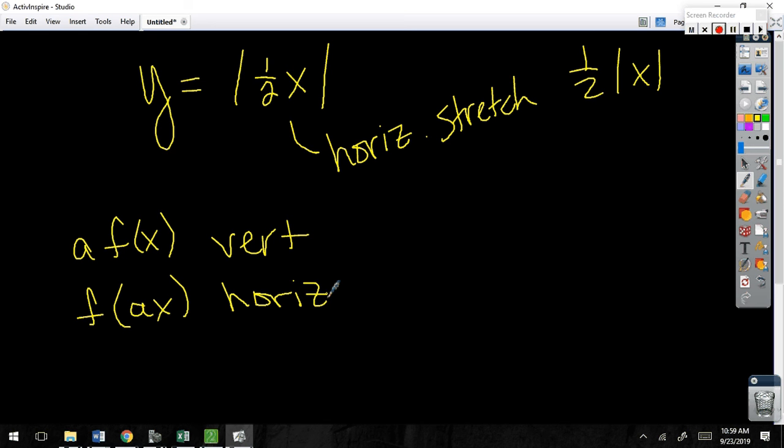Does that make sense? Does that mean it's getting wider than the absolute value of x or skinnier than the absolute value of x? Horizontal stretch, it's getting wider.